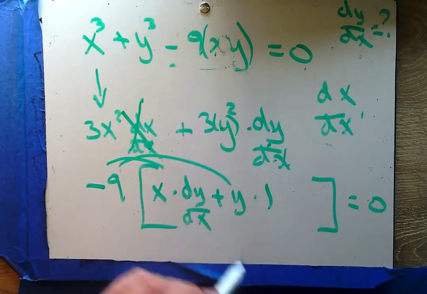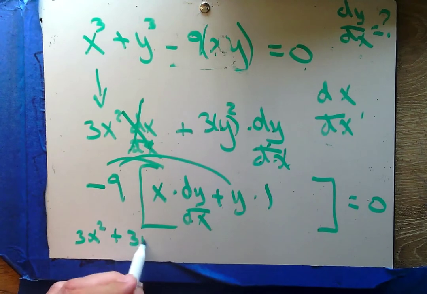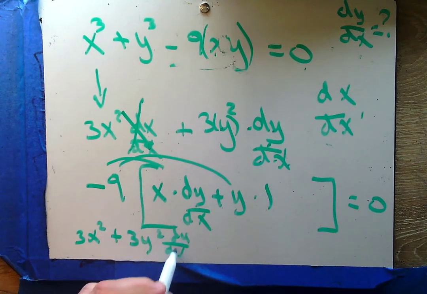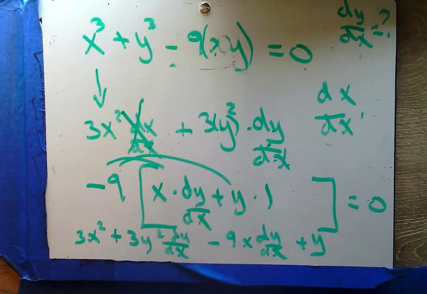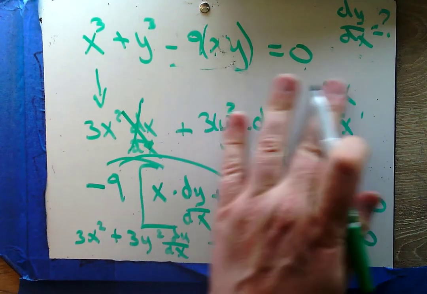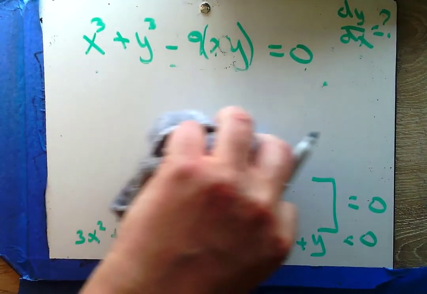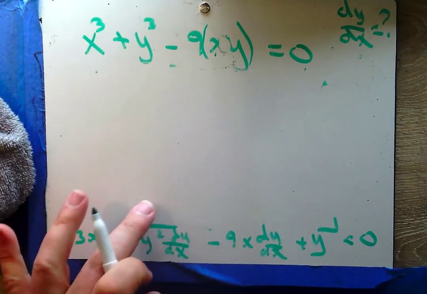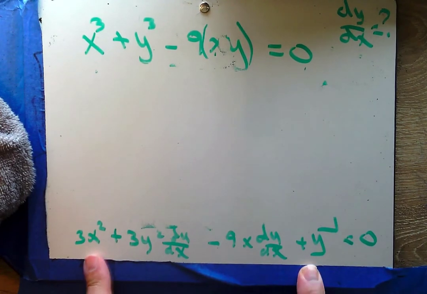I need to distribute my -9 to both of these, and so it looks like I'm going to have 3x squared plus 3y squared dy dx minus 9x dy dx plus y equals 0. Now remember, we're looking for dy dx here. And that means I need to solve this equation for dy dx. So either I'm moving all the stuff that's not dy dx, or I'm moving all the stuff that is dy dx to the other side of the equal sign.